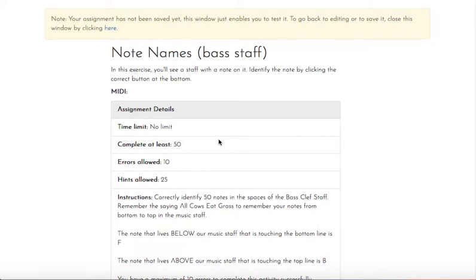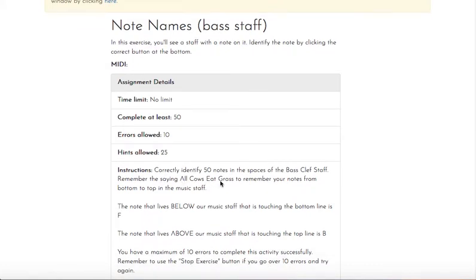We're completing 50, 10 errors allowed. You got plenty of hints at 25. And you have all cows eat grass. That's your helpers for inside your music staff with your spaces. Below your music staff, but touching the bottom line, you are going to be introduced to F today. Above your music staff, but touching your top line, you are going to be introduced to B today.